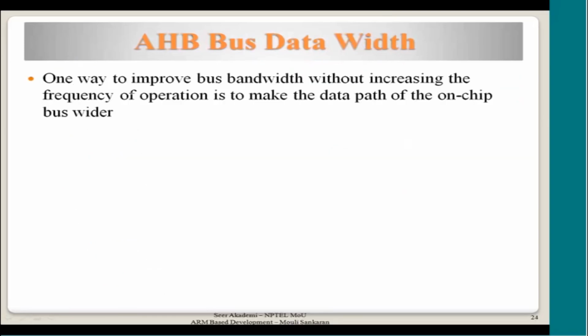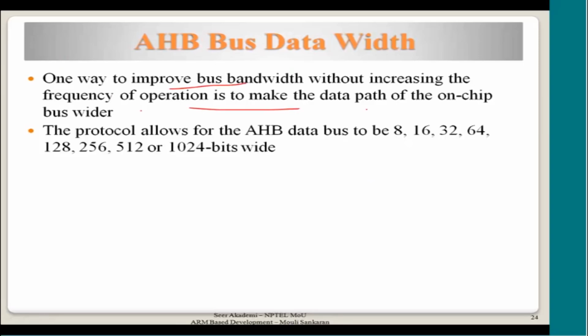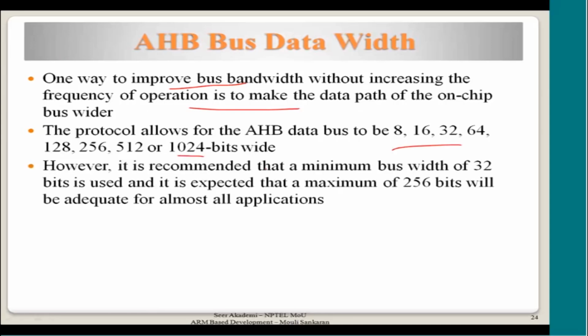So what are the bus width scenarios? One way to improve bandwidth without increasing the frequency of operation is to make the data path of the on-chip bus wider. So this is possible, I told you this. However, it is recommended that a minimum of 32 or a maximum of 256 is used, because even though increasing the bus width improves the performance, there might be a stability or reliability issue. So they are recommended with 32 and 256.